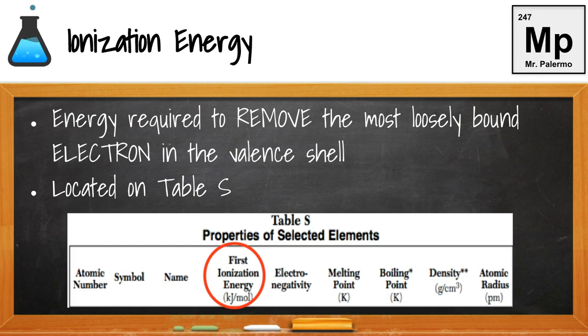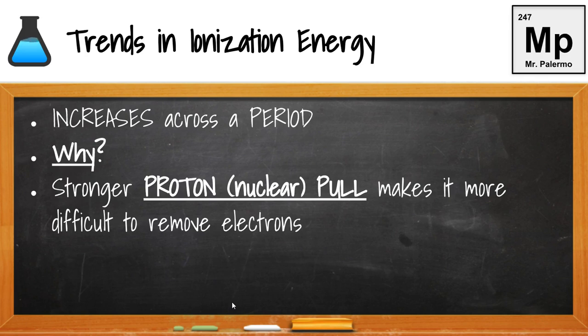Ionization energy is the energy required to ionize or remove the most loosely bound electron in the valence shell. Putting it another way, it's the amount of energy required to remove an electron. The values are located on Table S, just like atomic radius, in this column here, which says first ionization energy, the energy required to remove the first electron from the valence shell, and our units are in kilojoules per mole. So what are our trends that exist on the periodic table?